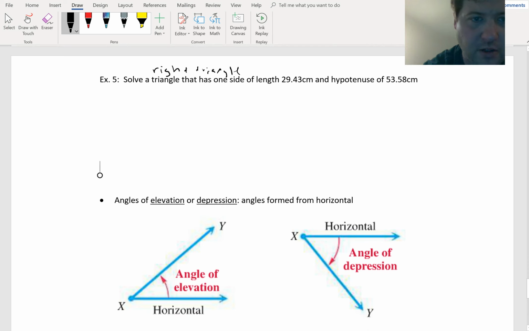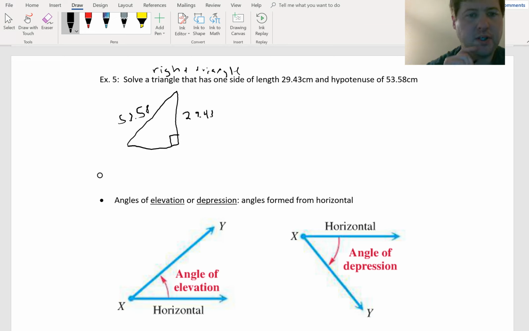So the first thing I'm going to do is draw a triangle. Very terrible right triangle. So I'll say one side has a length of 29.43. It doesn't matter which one we label that. I'll call this one on the side centimeters and a hypotenuse of 53.58. So I have those two. I'm going to relate them to this angle we'll call theta.